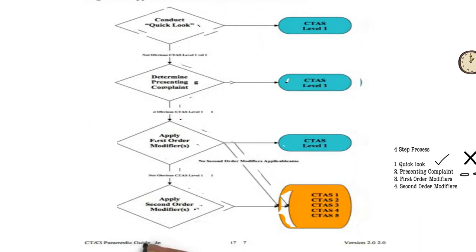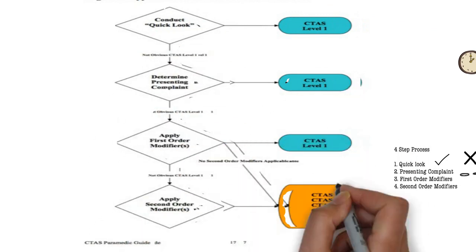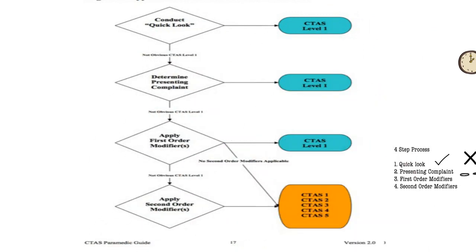You're going to get into using these modifiers when the quick look and the presenting complaint alone are not going to sort out which CTAS category your patient falls into. So you'll be picking up this information during your assessments. It's also important to remember that some conditions fall within more than one CTAS level. If you think back to the hypothermia patient we were talking about, that patient fell into multiple CTAS levels. In fact, we were using modifiers as we went through those initial examples to decide which CTAS level belonged to each patient.